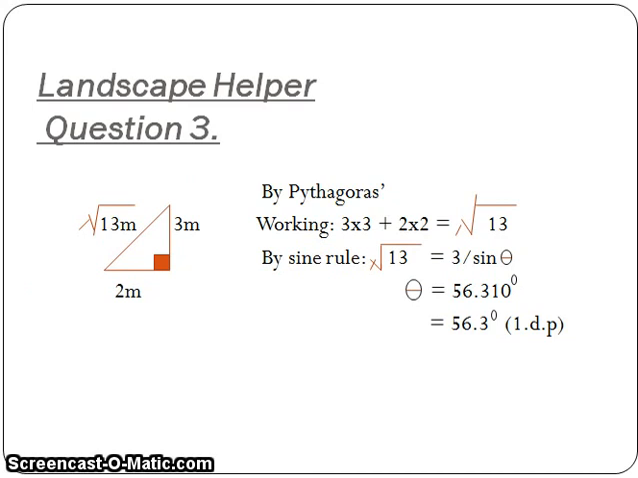Question 3 asks, after creating the corner garden, you put a 3 meter tall stick in the center of the hypotenuse of the garden. The shadow of the stick measures 2 meters at 12 noon when the sun is at its highest point in the sky. What is the angle of the sun above the horizon? So by using Pythagoras theorem, 3 squared plus 2 squared equals root 13. Then using sine rule, root 13 over sine 90 equals 3 over sine theta. Theta equals 56.3 degrees, 1 d.p.